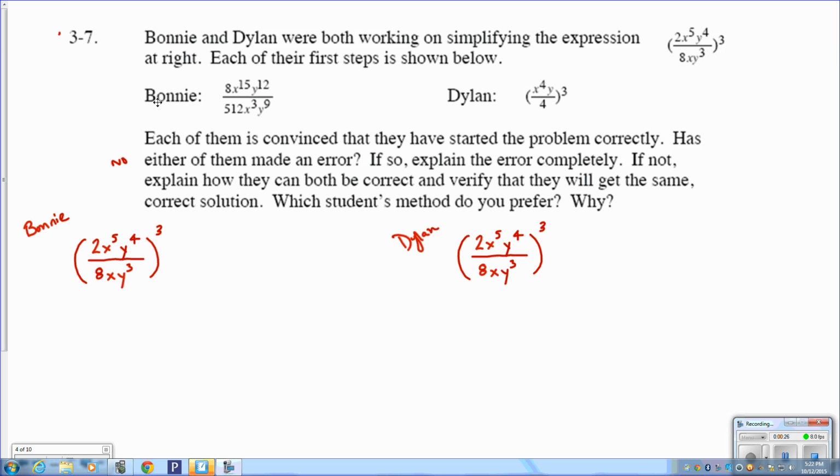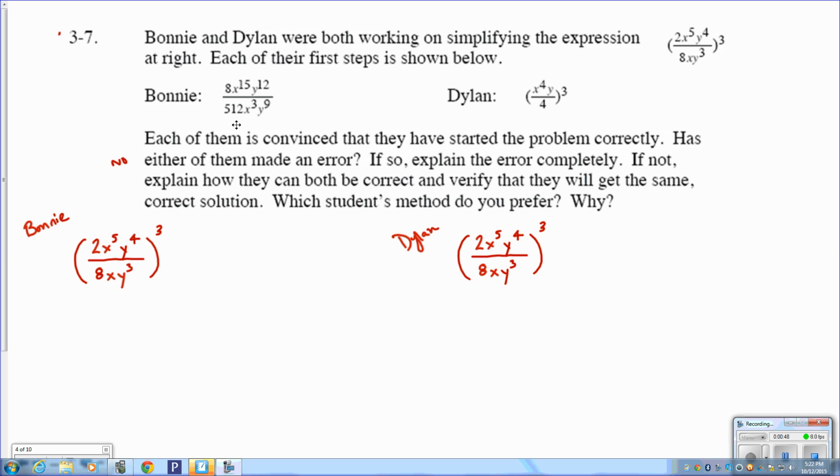So we've got Bonnie here, and she has made it to this step. Dylan's looks a little bit different there. It looks a little bit more simple. So we're going to take it here and we're going to figure out what did they each do. So I've already got the problem set up down here. I've got Bonnie on the left, I've got Dylan on the right.